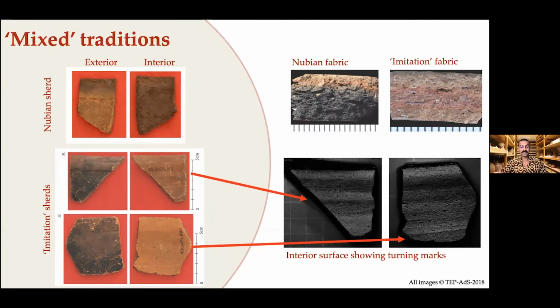So as you can see, these unassuming bits of broken pottery can raise a lot of questions, and they're the questions that we can probably never answer with any certainty. But what we can say for sure is that objects like these are just another instance in which these hard boundaries between Egyptian and Nubian become more and more indistinct.